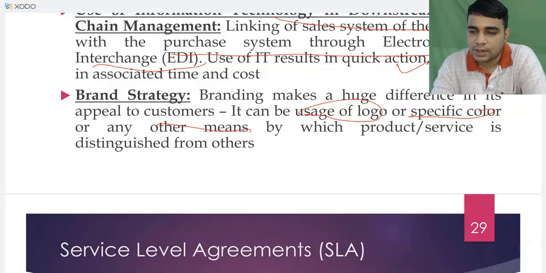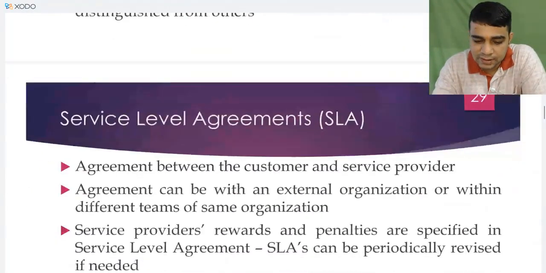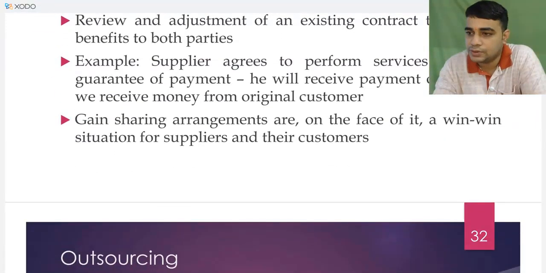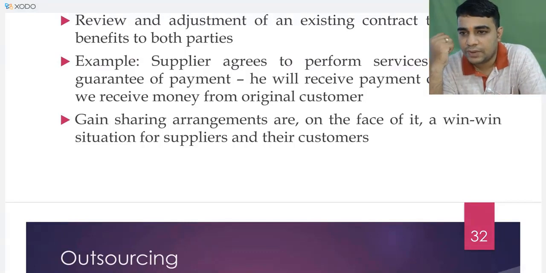Terms, one is your gain sharing arrangement, second there is an outsourcing which needs to be discussed, and third is a service level agreement. These three concepts we need to discuss. First let me discuss on outsourcing. Let me first discuss on outsourcing. Outsourcing is something which you have already seen.